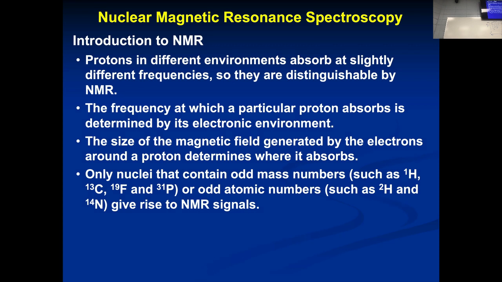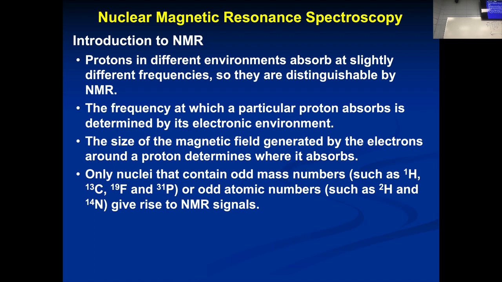Okay? The last thing you need to remember is that only nuclei that contain either an odd mass number or an odd atomic number actually give rise to NMR signals. Not all elements on the periodic table, or all isotopes of all elements on the periodic table, will give rise to NMR spectra. But you know what? Fortunately for us chemists, the elements that you see there in the parentheses are pretty much what we deal with every day.